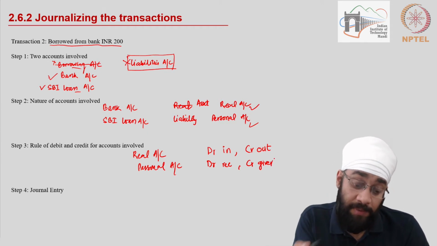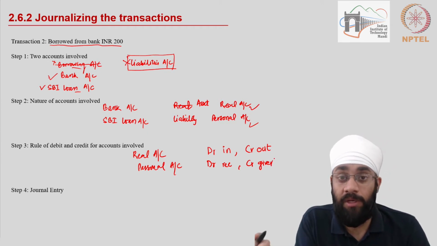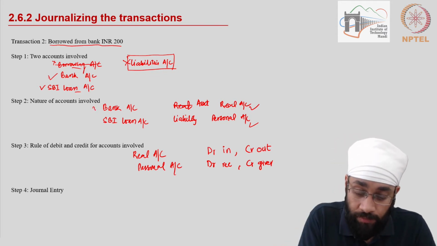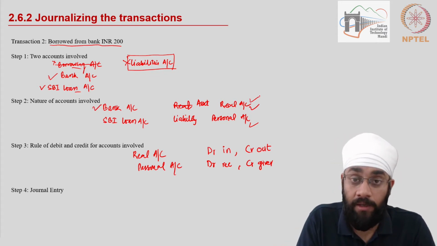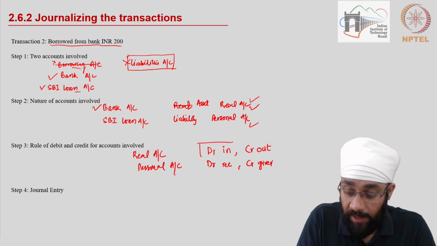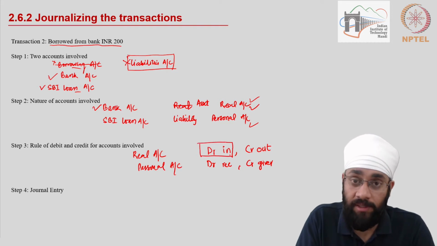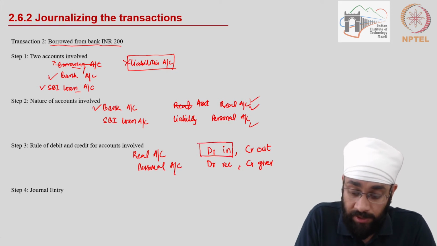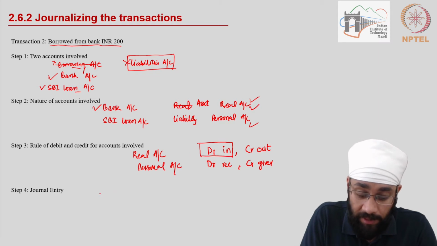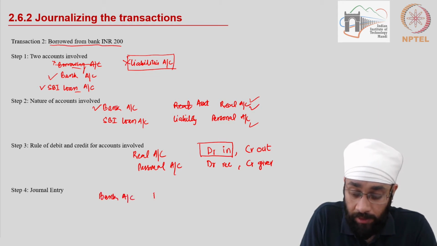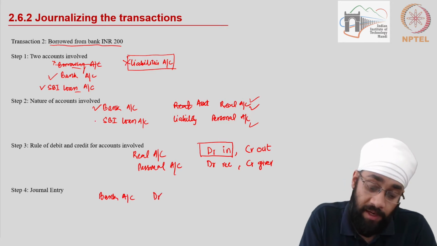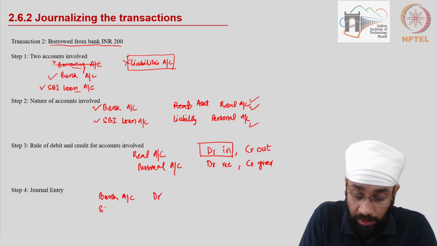Now, the business is getting money in the bank account. So bank account being the real account is coming in. The new asset is coming in. So you have to debit the bank account. I'm going to write it here. Bank account debit. And the other account, of course, is SBI loan account.